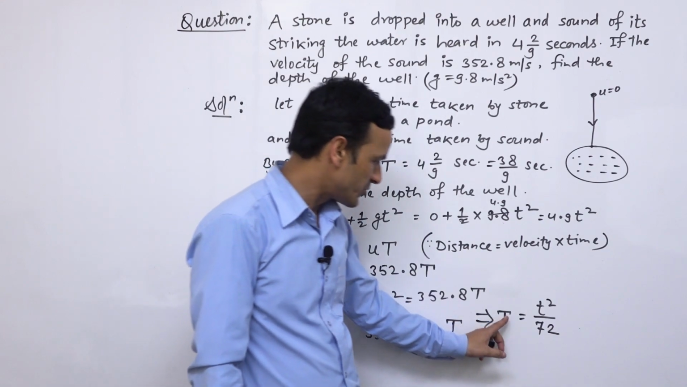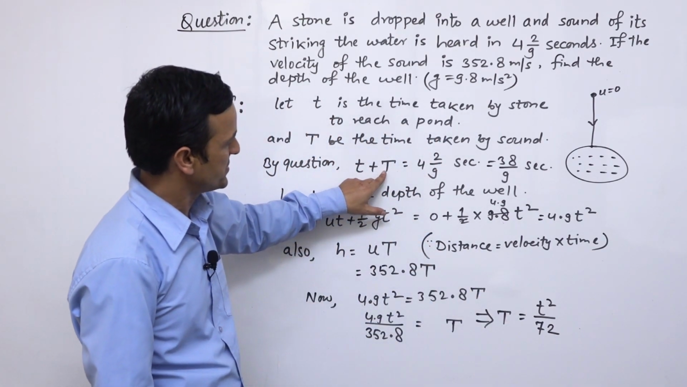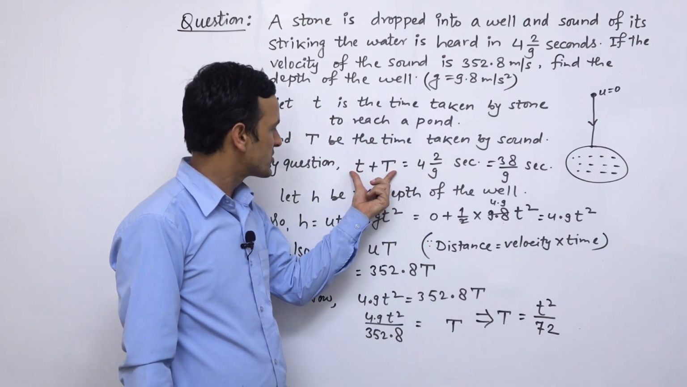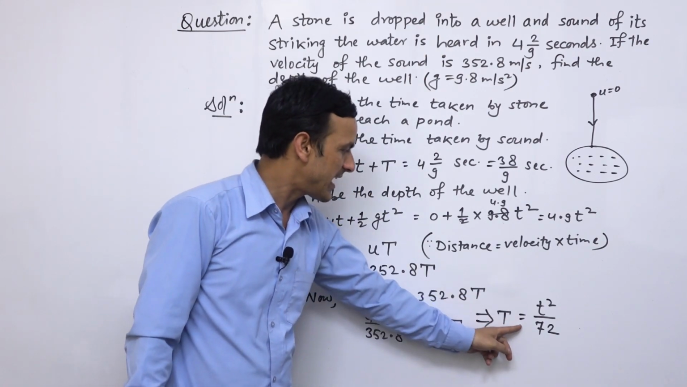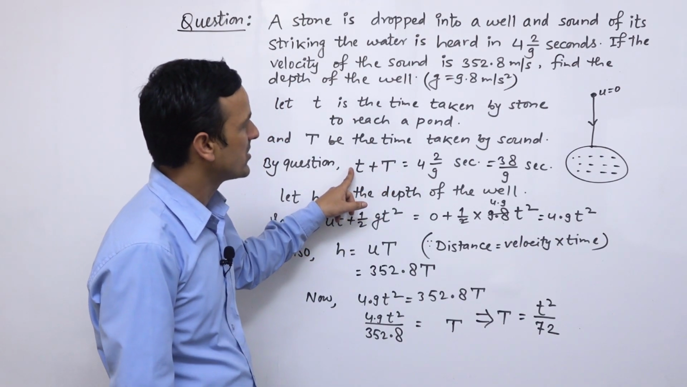Now we can substitute this value of T in this position. So here we can substitute, this is the given or provided information. If we put the value of T over here, then we get the small t.